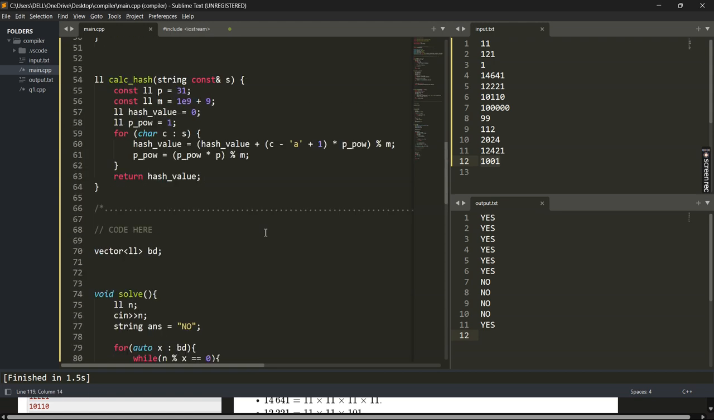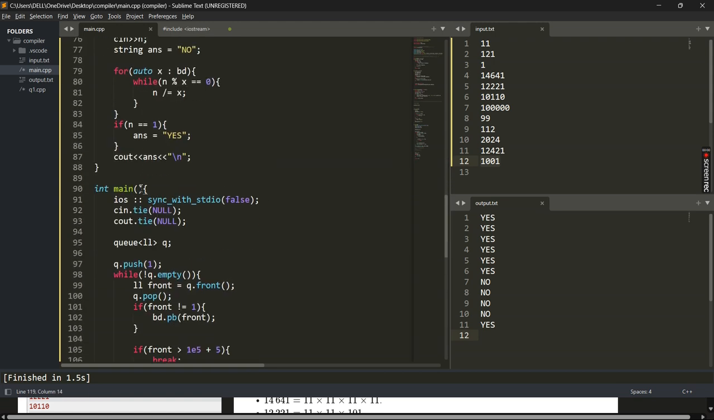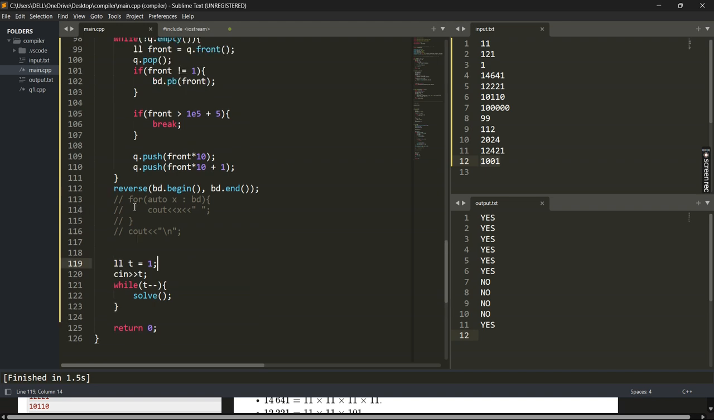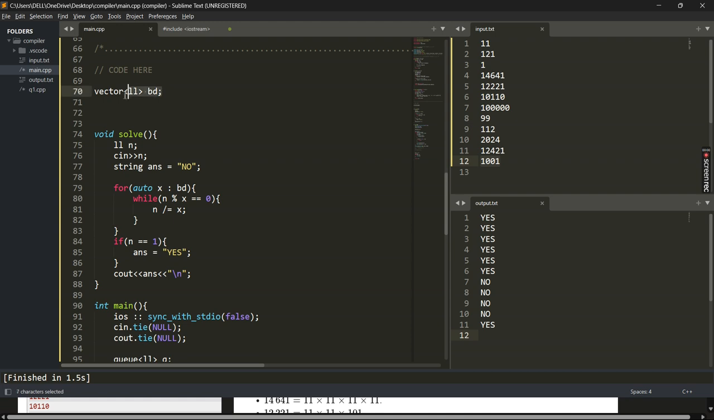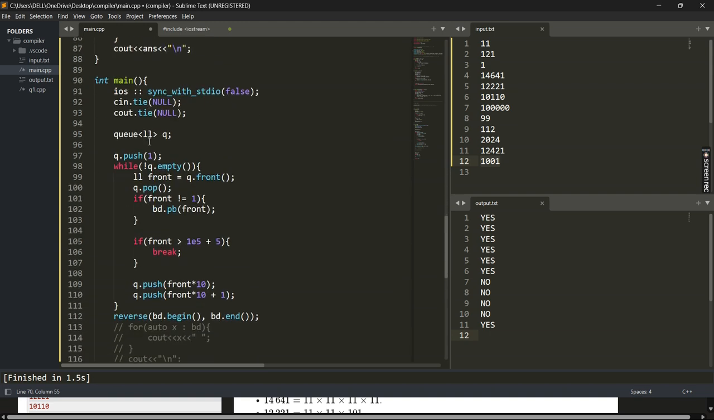So first of all, we are pre-computing these binary decimal numbers. This is the vector which will contain binary decimals up to 10 to the power 5. Okay, we have used a queue data structure. We can directly write this as a vector also. Initially we have pushed 1 inside the queue.